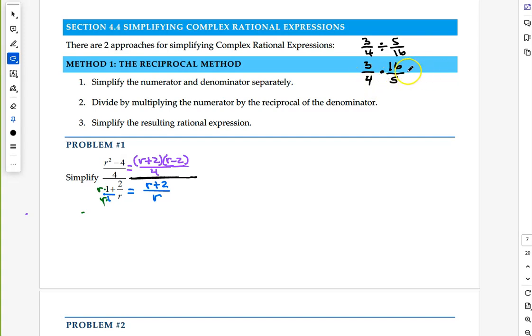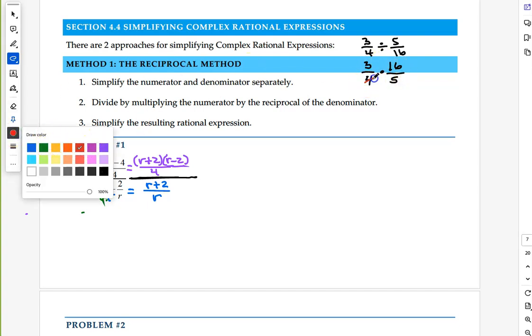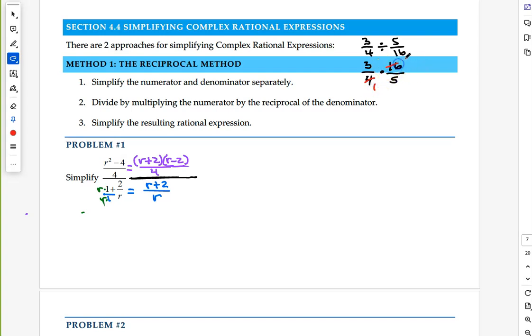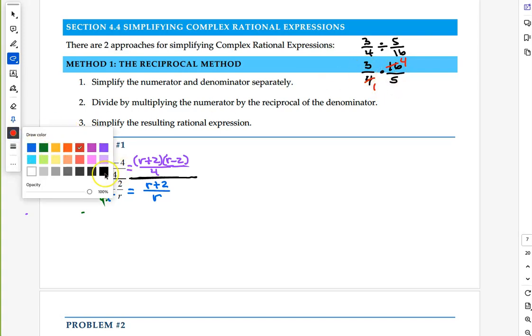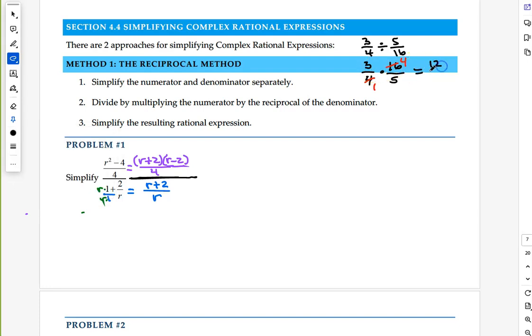And now I can see that I've got some common factors I can divide out. 4 divides into 4 once, and into 16 4 times. Then I can just multiply straight across to get my answer. So 3 times 4 is 12, and 1 times 5 is 5, and so 12/5 is my answer. The part I want you to see here is that when I have division, I keep the first fraction, change it from division to multiplication, and then flip that second fraction.